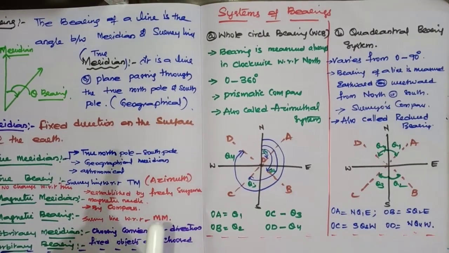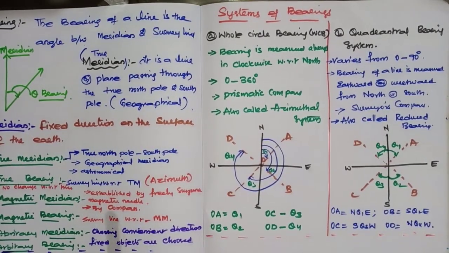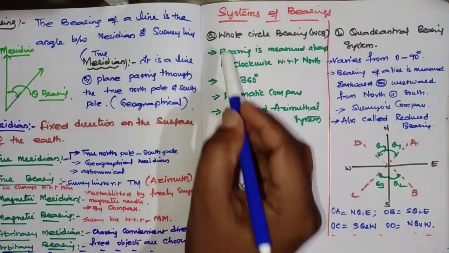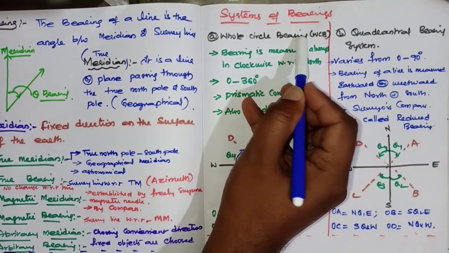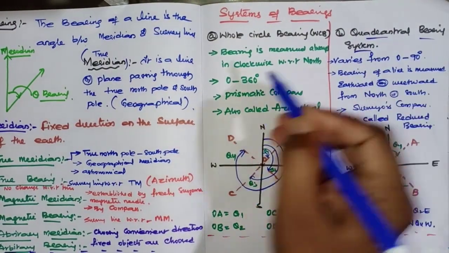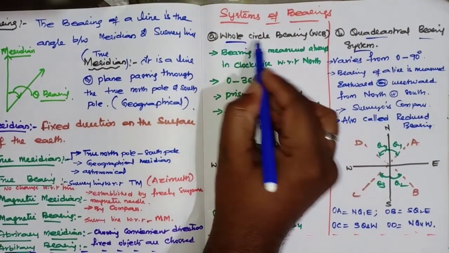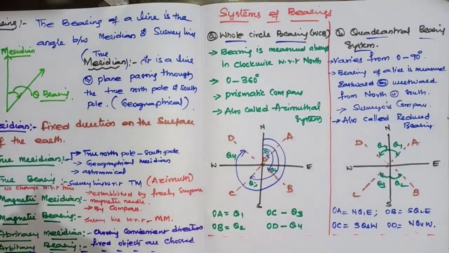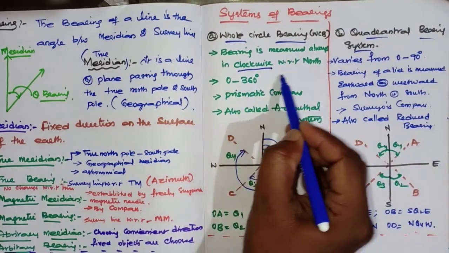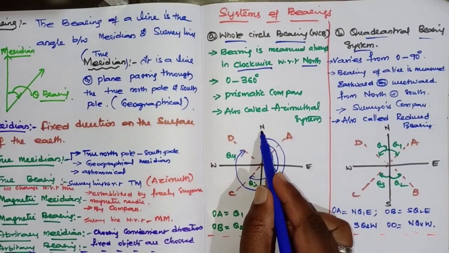Okay, this is regarding the bearing. We'll see the bearing systems now. There are two systems categorized: one is the whole circle bearing system, and the next one is the quadrantal bearing system. Now we'll see one over the other. If I take the whole circle bearing system, the bearing is measured always in the clockwise direction with respect to north. Means this is a north.